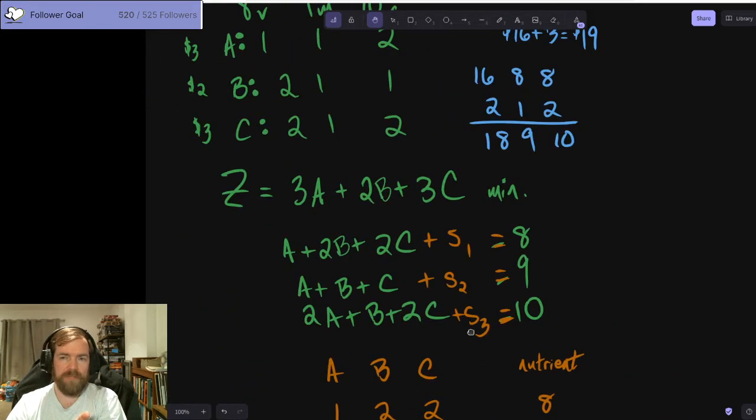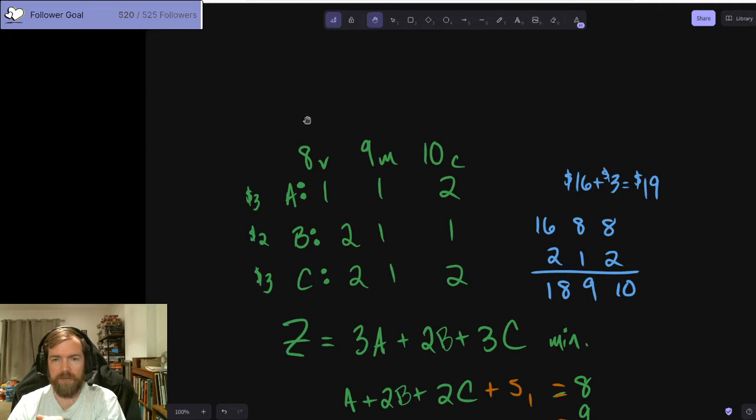For anybody who didn't catch it all the way back at the beginning, this was saying that we had to have a diet containing at least 8 vitamins, 9 minerals, and 10 calories of whatever nonsense unit this is, at a cost of food A at $3 a unit, food B at $2 a unit, and food C at $3 a unit, with these particular nutrient distributions.